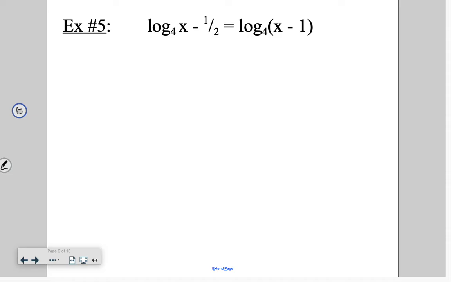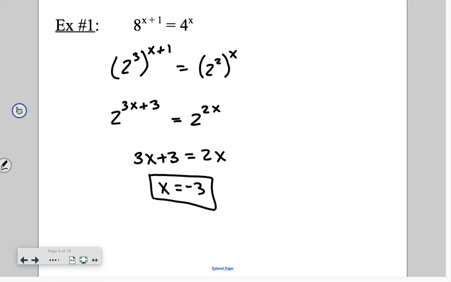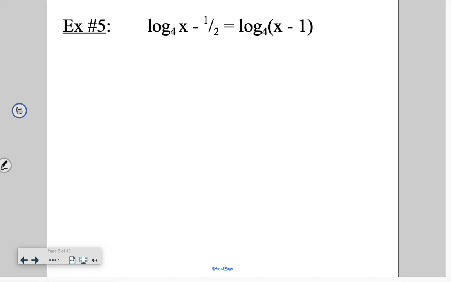Let me go back for a second. On a problem like this, we had said if the bases are the same, then you can set the exponents equal. And yesterday, we had said if you've got 2 logs that are equal, then the arguments have to be equal. Unfortunately, I can't do that here. Why? Because of the minus 1/2. That's not part of the argument. The argument is only the x.